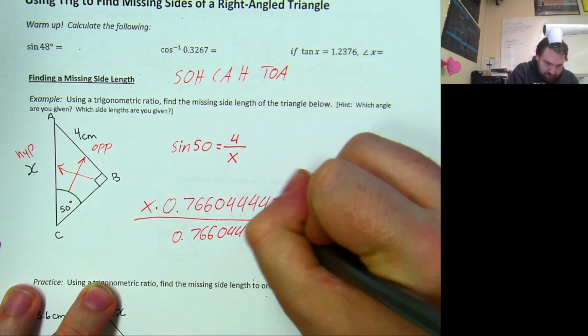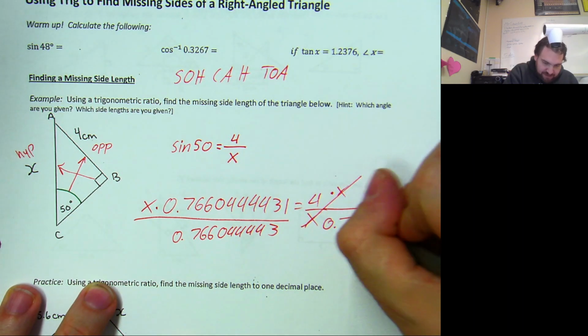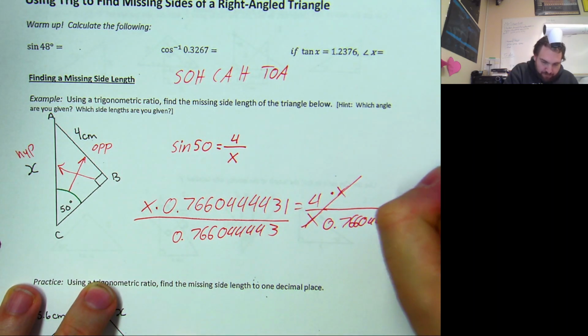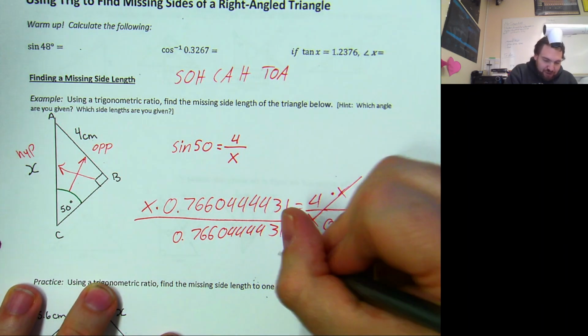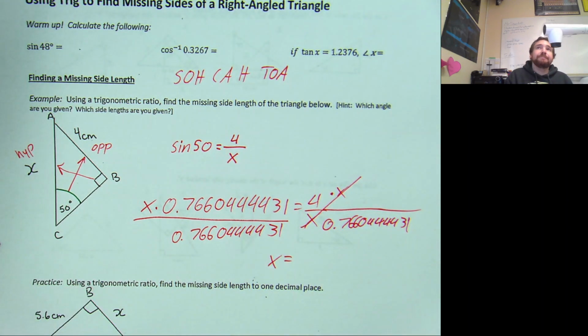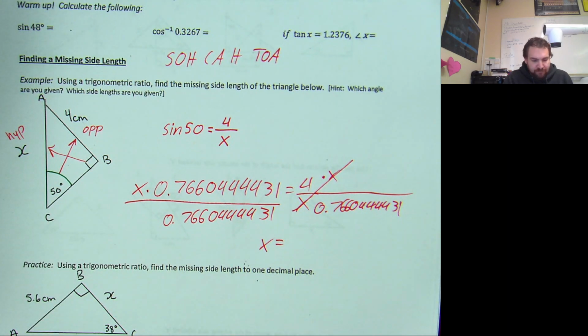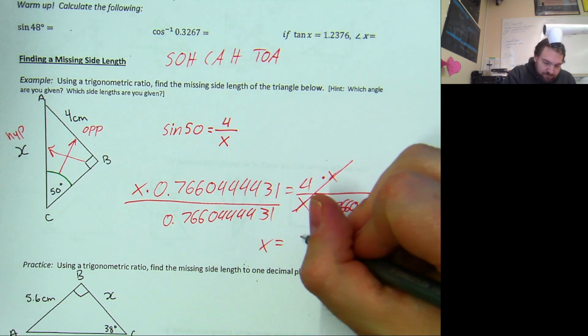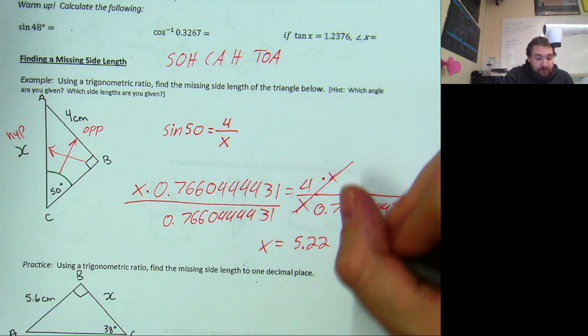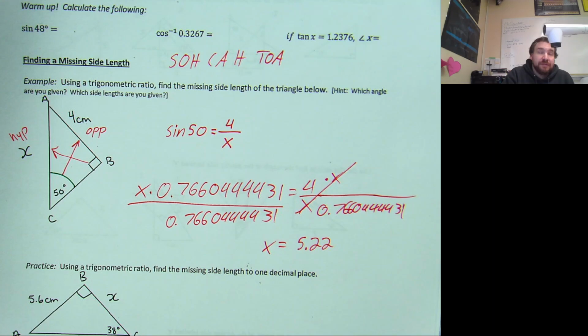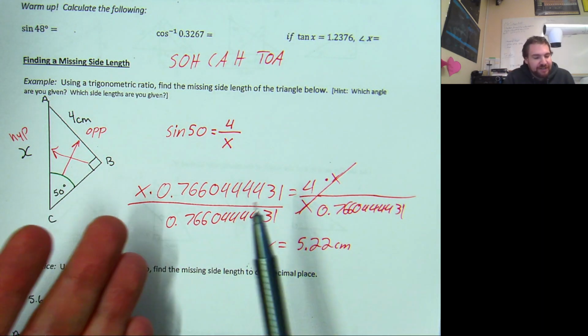0.766044443, right, there's a 1 at the end. So then what is x going to be equal to? 5.2216291. Okay, so your final answer can be rounded to 2 decimal places: 5.22. And that's a side length, so it needs the units. What are the length units on this question? Centimeters.